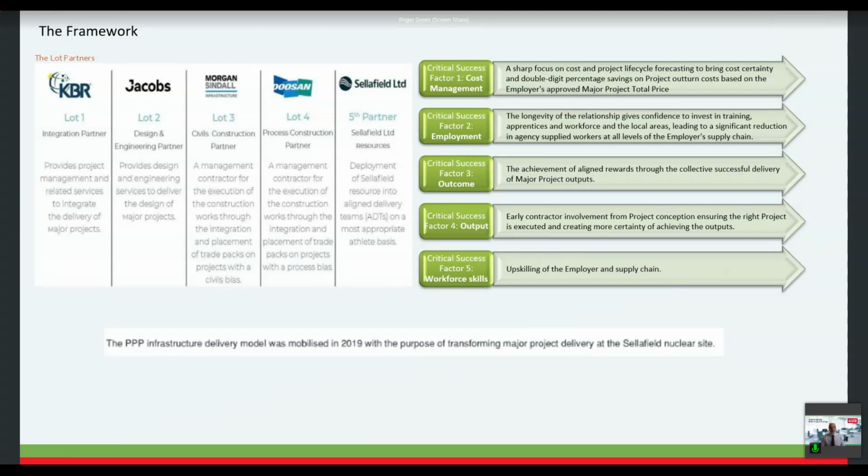Around the output, we're looking to have involvement from the inception of the contract. Usually contractors are only involved once the design and the contract have been put together, so as contractors we're going to have some involvement in that. And then upskilling the employer and the supply chain. As you'll see as we go through this, the whole supply chain effectively becomes a core delivery.